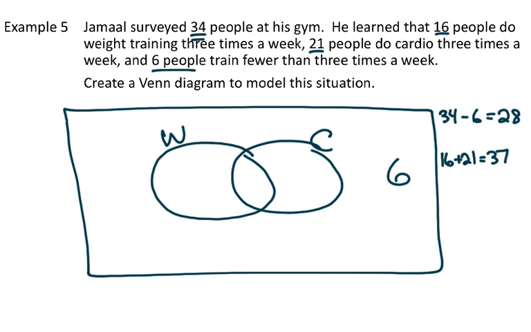How many of those got counted twice? Well, 37 people who responded, minus the 28 people we have left to assign, would be 9 people do both. They go in the intersection. Filling in the rest, looking at the weights, we had 16 people say they did weights, minus the 9 who we've put in the intersection. So it's 7 people who do just the weights 3 times a week.